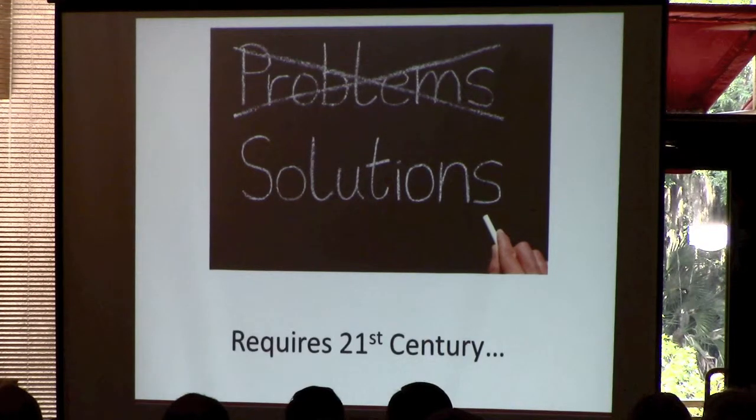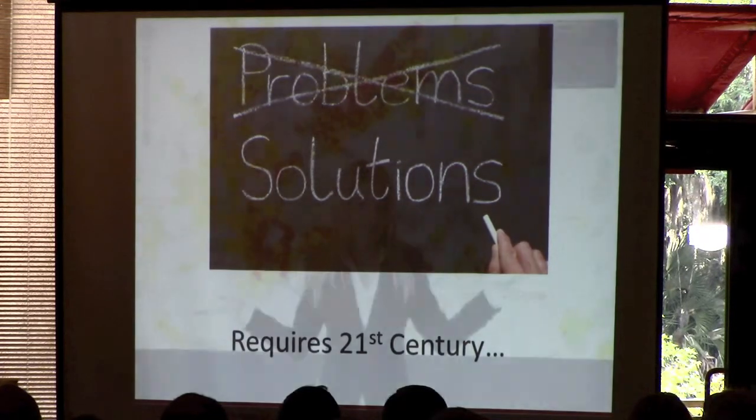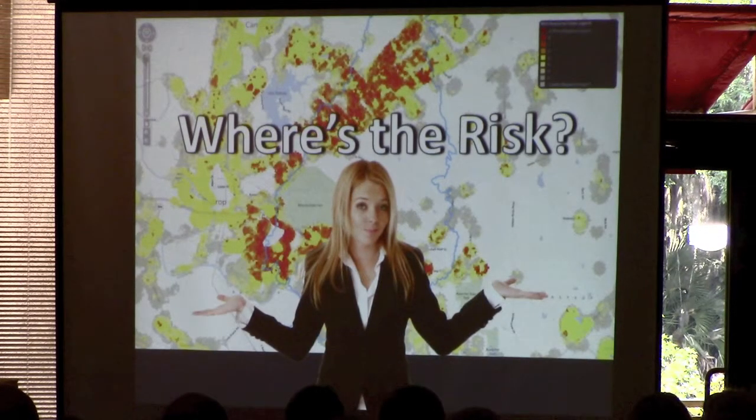So these are the problems that we as a state agency are facing. So we really need 21st century solutions to address these problems, and this is really the focus of the talk. As you can imagine, one of the main questions we're getting after these significant wildfire seasons is, where's my risk? Is my community at risk? Is my house at risk?